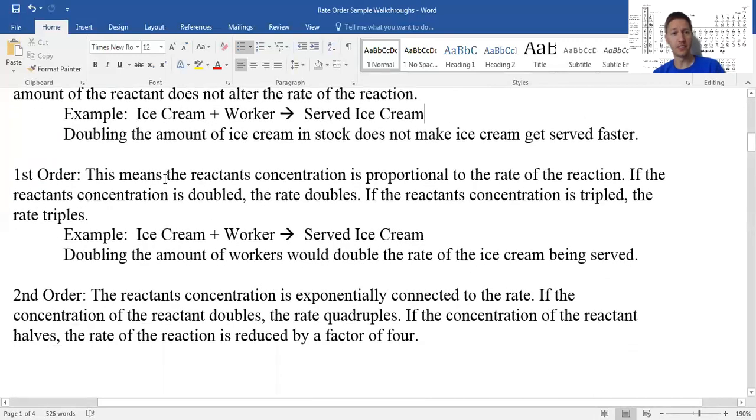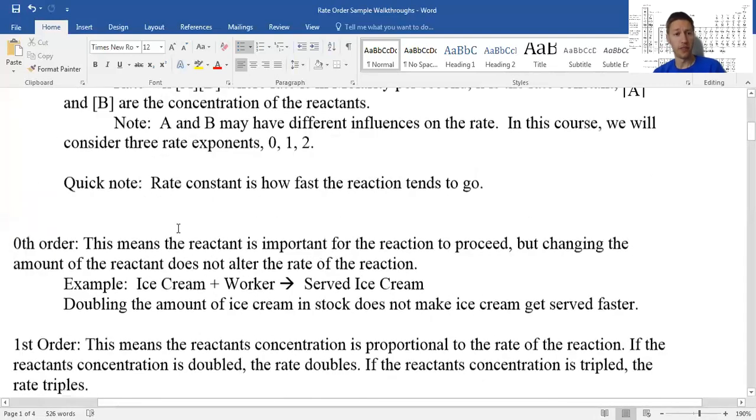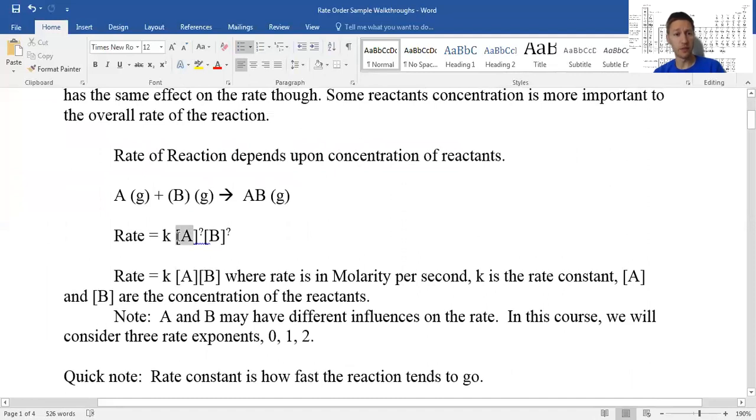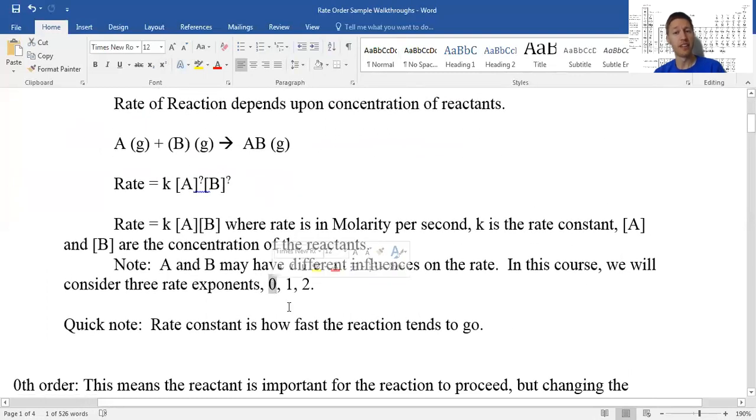For a 1st order reactant, this means that if you double the amount you have there, it proportionally increases the rate of the reaction. So back with our ice cream worker analogy, if we doubled the worker's presence, this would allow us to double the ice cream being served, because every single worker scoops at a certain rate. And if we have 2 workers, now we're scooping twice as much, we can serve twice as much ice cream in the same amount of time. So if we think about the rates here, we would say the ice cream, if it was the A, would have a 0 up here, and we'd say the workers would be to the 1st. So 0th order means it doesn't matter, it doesn't affect the rate, we still need it.